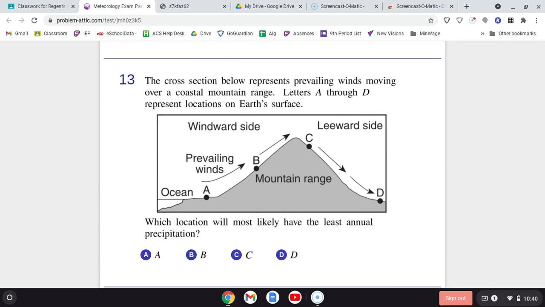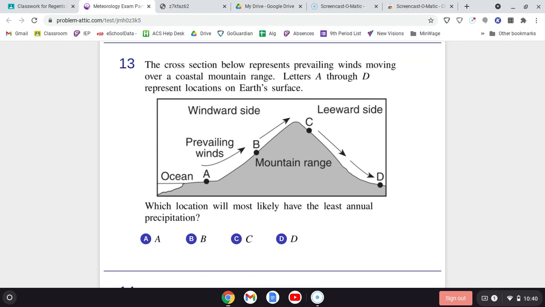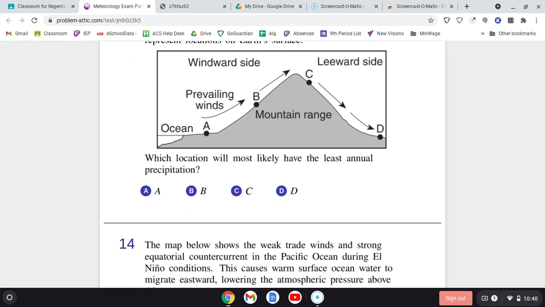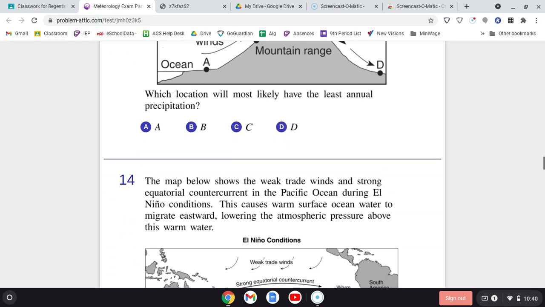Number 13. The cross-section below represents prevailing winds moving over a coastal mountain range. Letters A through D represent locations. So which location will most likely have the least annual precipitation? A, B, C, or D? The least amount of annual precipitation.